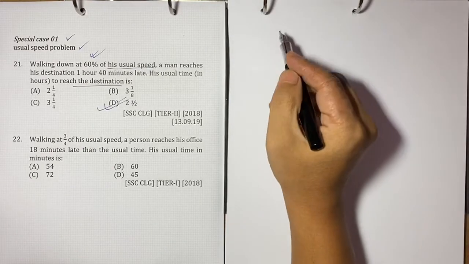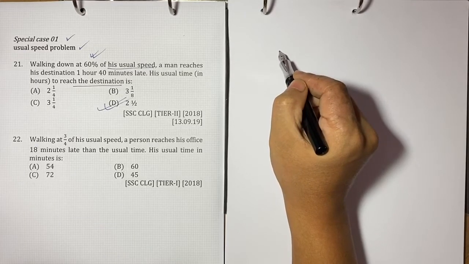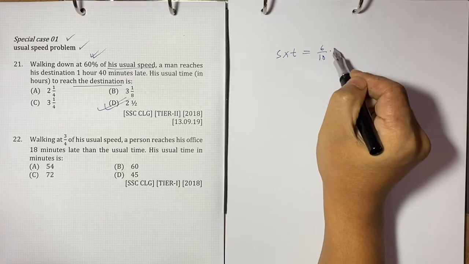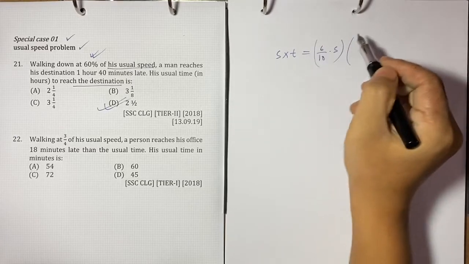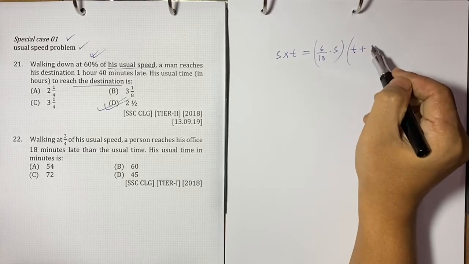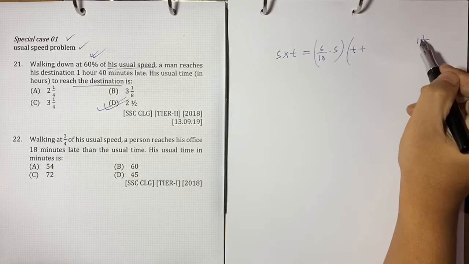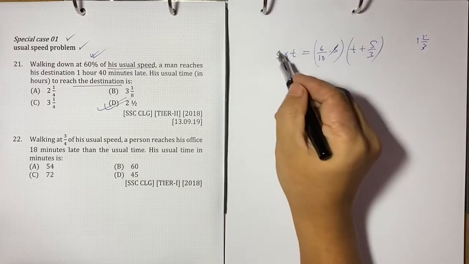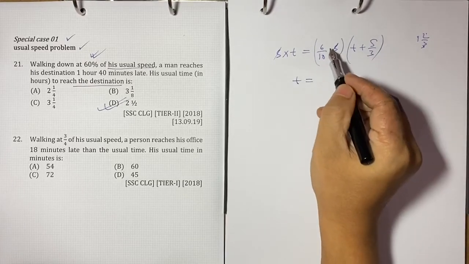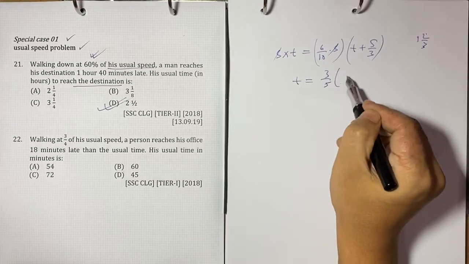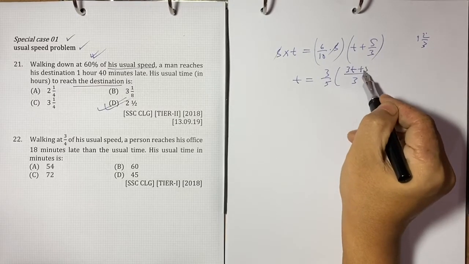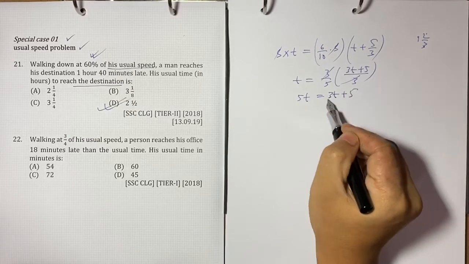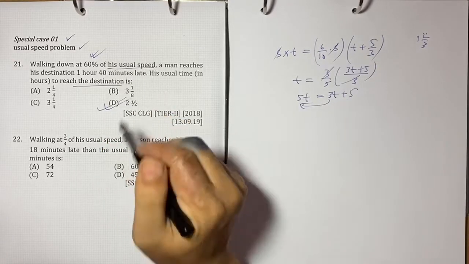Usual speed into usual time equals 60% of usual speed into usual time plus 1 hour 40 minutes. Cancel the common terms, 3 by 5. So 5t equals 3t plus 5, 2t equals 5, t equals 2.5.